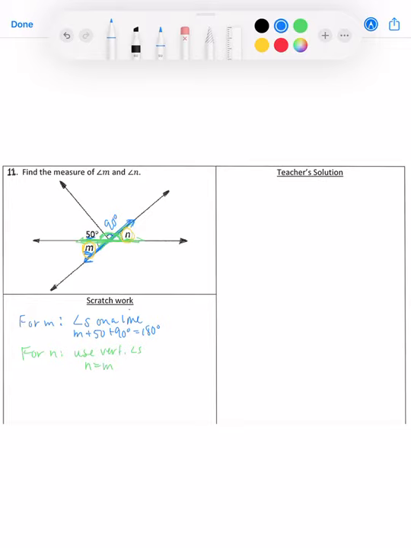I'm going to go to the teacher solution section to find angle N and M. So what we have here is M first. We're going to use angles on a line. If you remember that blue part right here, that's the line we're thinking of. M plus 50 degrees plus 90 degrees equals 180 degrees from angles on a line.